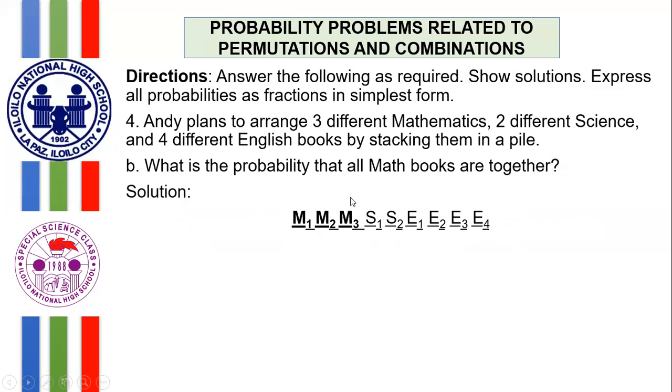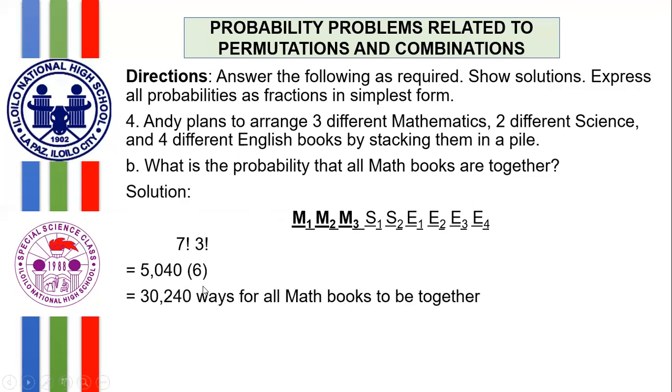And so how many slots are there? That's 1, 2, 3, 4, 5, 6, 7 slots in all. So that's 7 factorial ways. However, these 3 math books could still be arranged among themselves as long as they are together. That's why these 3 math books could be arranged in 3 factorial ways. 7 factorial, or 7 times 6 times 5 times 4 times 3 times 2 times 1, is 5,040. 3 factorial, or 3 times 2 times 1, is 6. And their product is 30,240, which is the number of ways for all the math books to be together. I hope you got it.